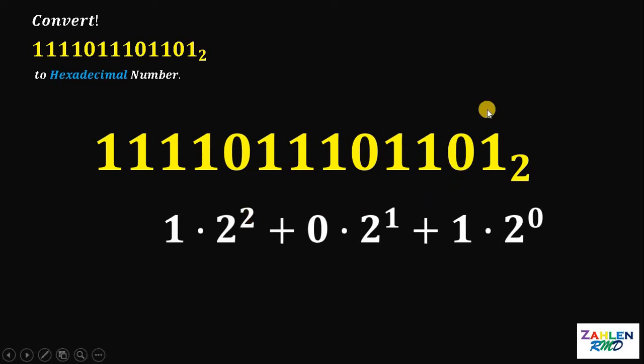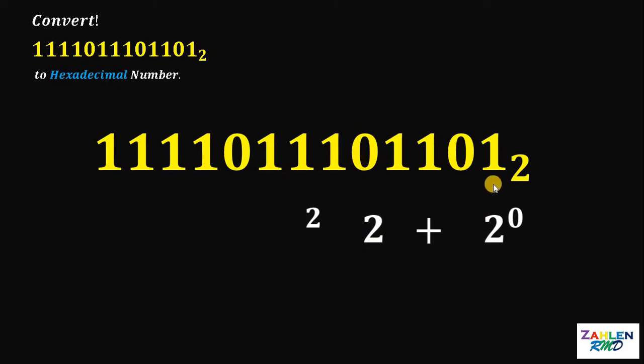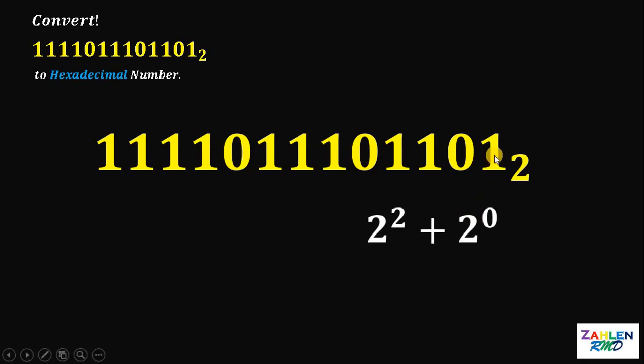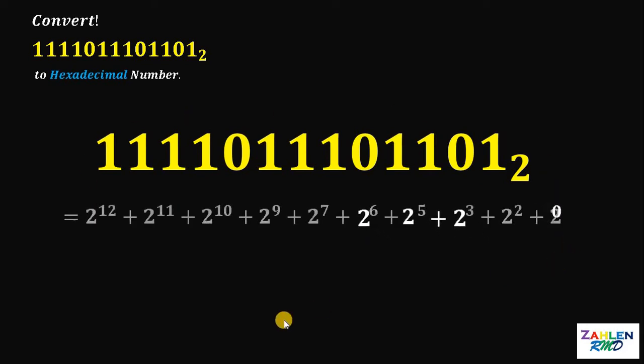Now, we can disregard this 0 because 0 times any number is just 0. So, this simplifies as 2 raised to 0, because this is 1. 1 times 2 raised to 0 is just 2 raised to 0. And we have 0 times 2 raised to 1, or just 0. So, we cannot have 2 raised to 1 here. And we have 1 times 2 raised to 2, which will give us 2 raised to 2. Therefore, this number right here can be written as follows.